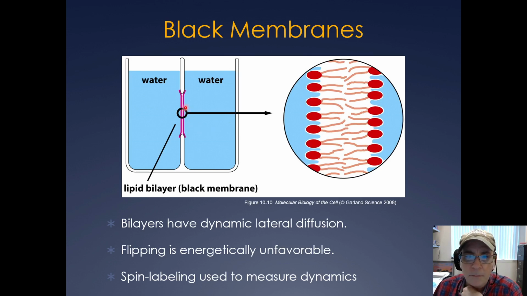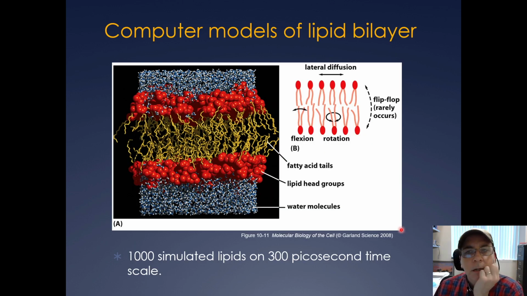And the way they measure this is they can use spin labeling to measure the dynamics and follow how the various phospholipids are moving in these black membranes. You can also simulate it on a computer. So they have computer models, and here you have basically a simulation of your phospholipids. Here they are, and it's basically 1,000 simulated phospholipids in the 300 picosecond time scale here.